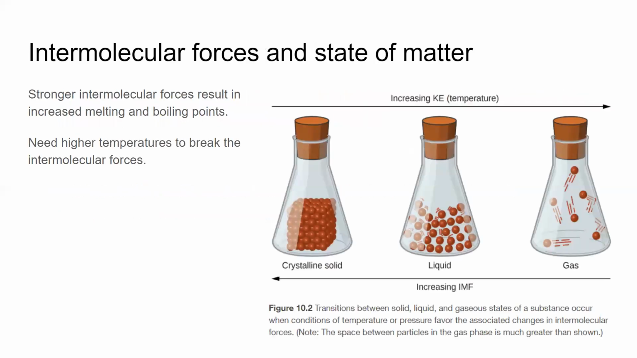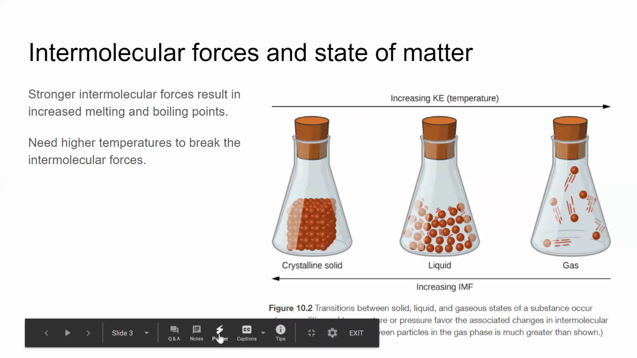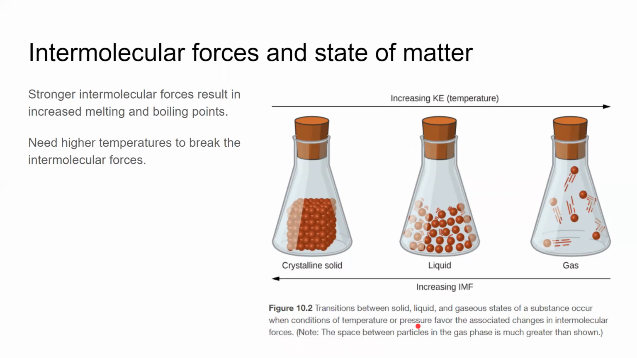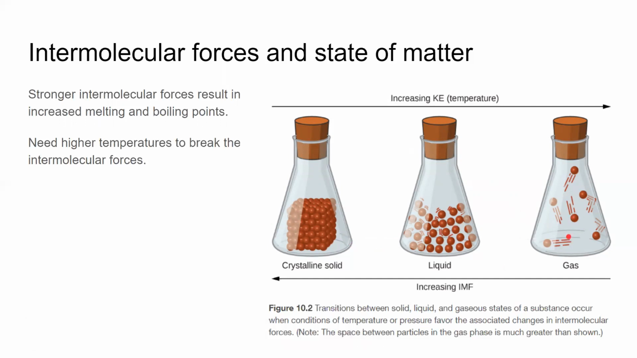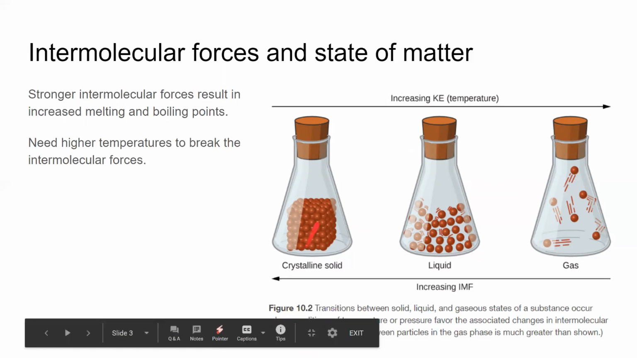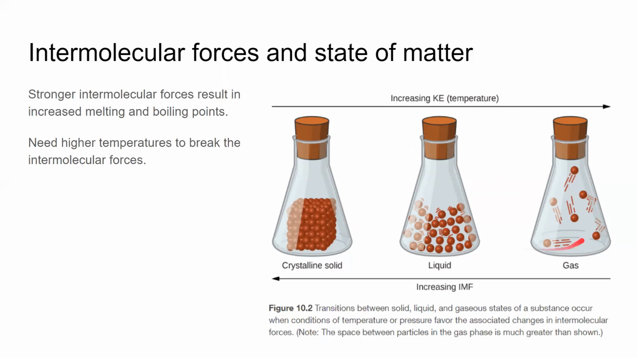When we think about the strength of intermolecular forces and how that affects the state of matter, stronger intermolecular forces result in increased melting and boiling points. I'm going to pull up a little laser pointer here. We are looking at a solid, liquid, and gas. If these are all at the same temperature, the intermolecular forces in this solid must be much higher than those in the liquid or those in the gas.